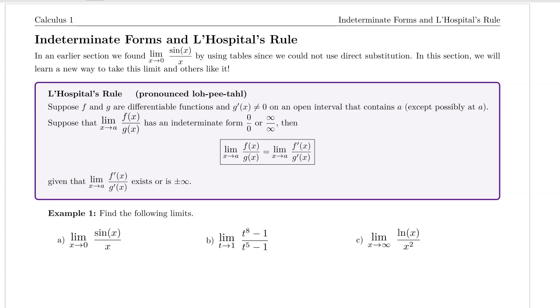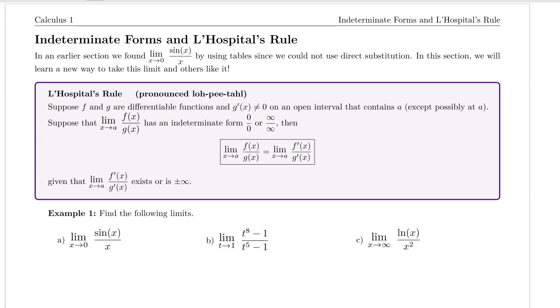So this is L'Hopital's rule. It says, suppose f and g are differentiable functions and g prime of x is not equal to 0 on an open interval that contains a, except possibly at a. Suppose that the limit as x approaches a of f of x over g of x has an indeterminate form, which looks like 0 over 0 or infinity over infinity. Then the limit as x approaches a of f of x over g of x is equal to the limit as x approaches a of f prime of x over g prime of x, given that that limit exists or is positive infinity or negative infinity.